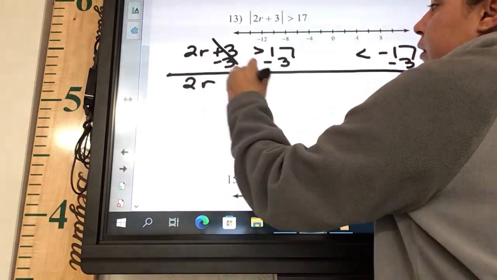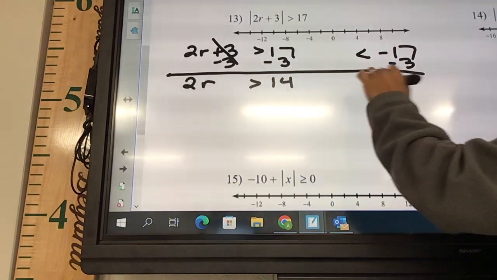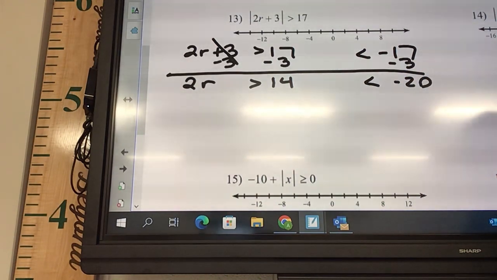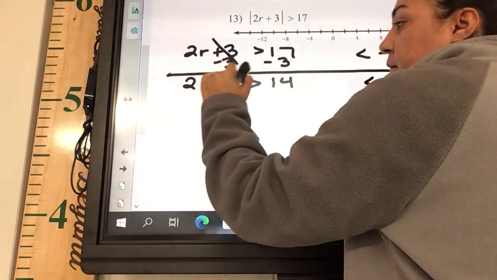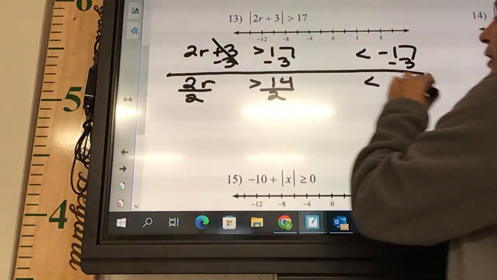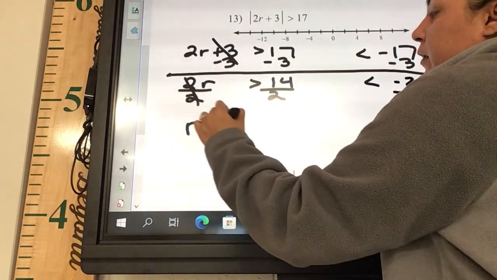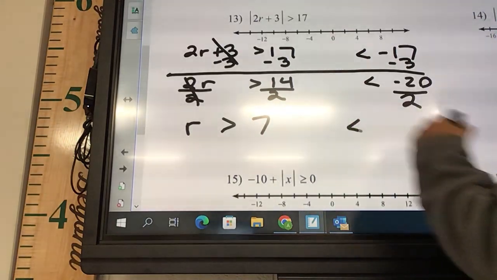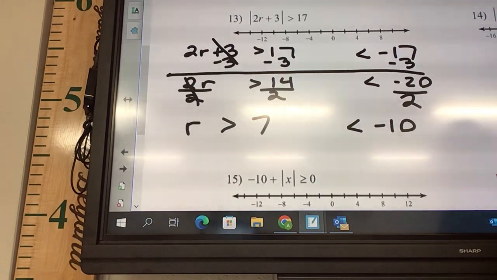So I got 2r, 17 minus 3, 14, negative 17 minus 3, negative 20. Then we're going to divide by what? 2. Do we need to flip our signs? No. Okay. The 2 is not negative, so 14 divided by 2. 7. Negative 20 divided by 2. Negative 10. Okay, on the 7, open or closed?